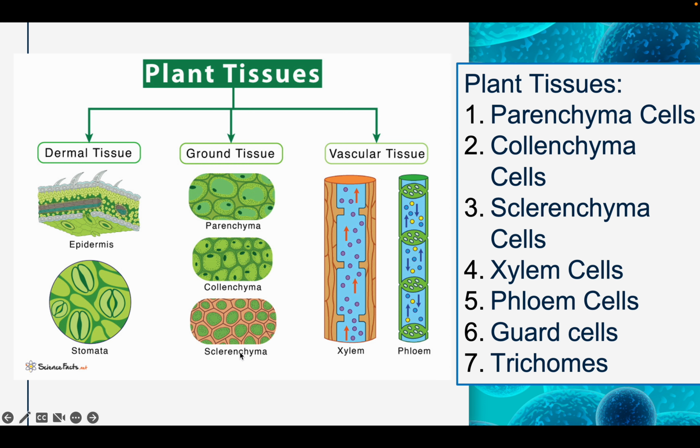The third is the sclerenchyma cells. These cells are heavily lignified. What's the meaning of lignified? They have heavily hardened cell walls that provide rigid structural support to mature plant tissues such as the woody parts of the trees.